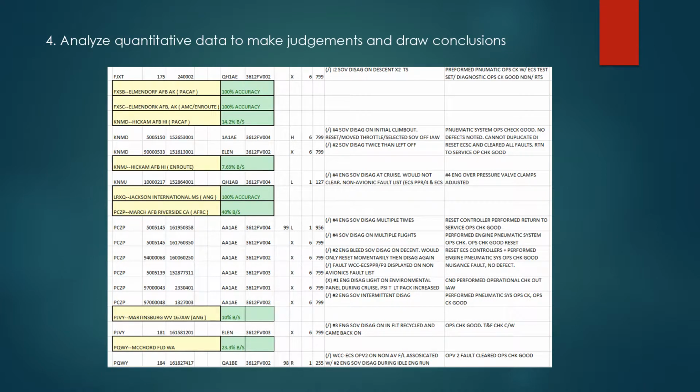Analyze quantitative data to make judgments and draw conclusions. Here is another real-world example regarding engine overpressure shutoff valves. By analyzing the data, we were able to show that many shutoff valve discrepancies were actually caused by pilot throttle settings. The reported discrepancies were in fact correct aircraft operation. Furthermore, we were able to determine that pilots with more experience did not report discrepancies erroneously, and that less experienced pilots required training on the intricacies of the engine bleed air overpressure protection system.